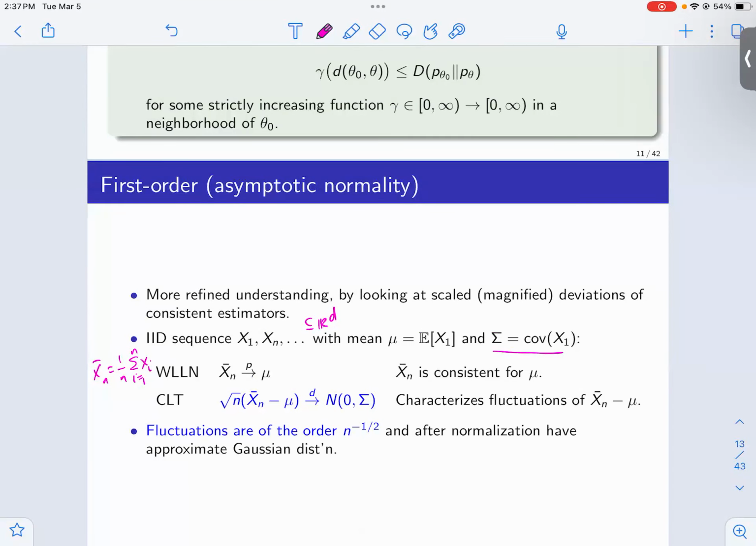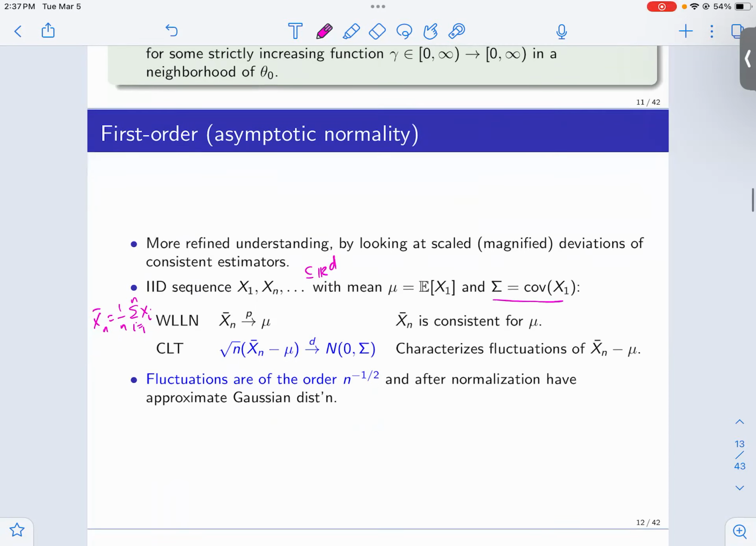And so, what is the CLT? CLT, if you write it as a statistician would write, it would be this statement. If I look at the deviation of the sample mean minus the limit of the population mean, and rescale it by root n, this no longer goes to 0, but it stabilizes in the limit, and the limit will have the distribution of N(0, Sigma), with covariance matrix Sigma. So that's the statement of the multivariate CLT, restated in the language of statistics.